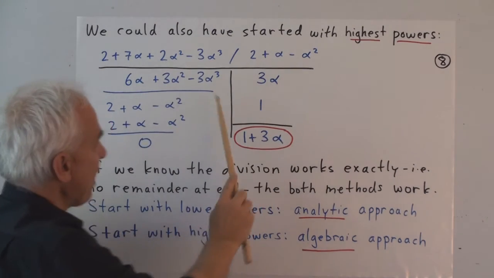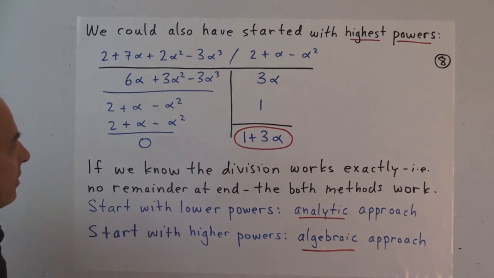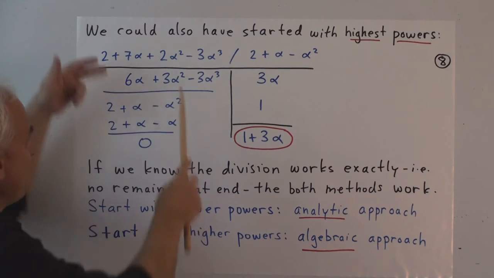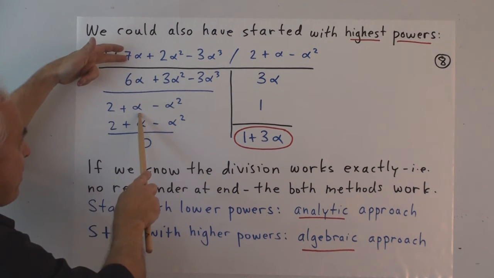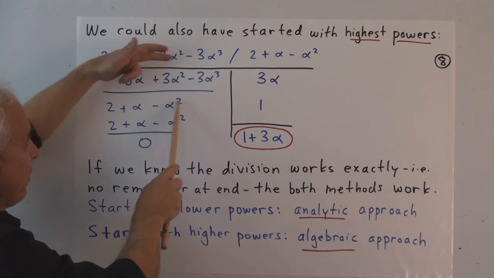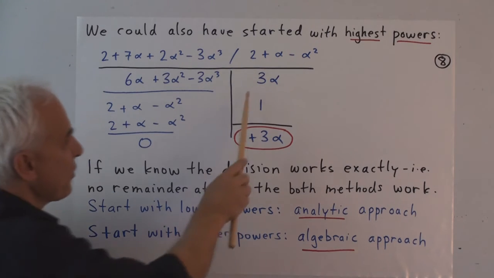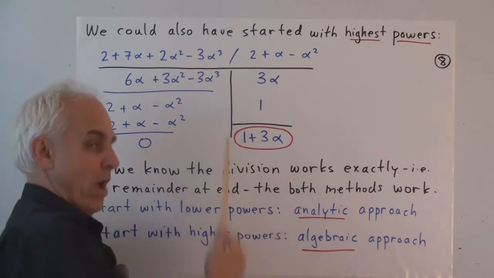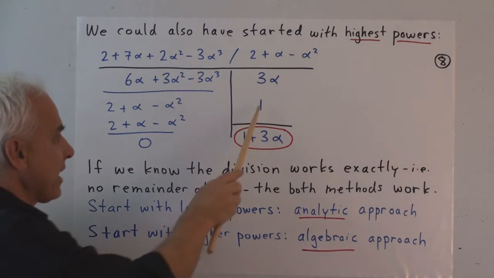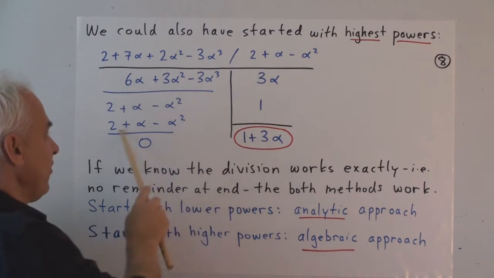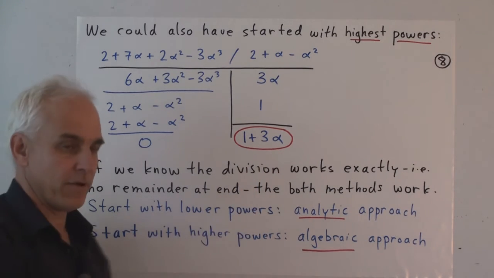So if we multiply this by 3 alpha, well, we also have 6 alpha plus 3 alpha squared and minus 3 alpha cubed. When we take that away, so this minus this, we get 2 plus alpha minus alpha squared, and of course 0 here because we arranged that. So we've taken 3 alphas of these away, and now we're left with this, and we ask how many of these fit into here. The answer is exactly 1. 1 times this is that, the difference is 0, and we get the same answer, of course, 1 plus 3 alpha.